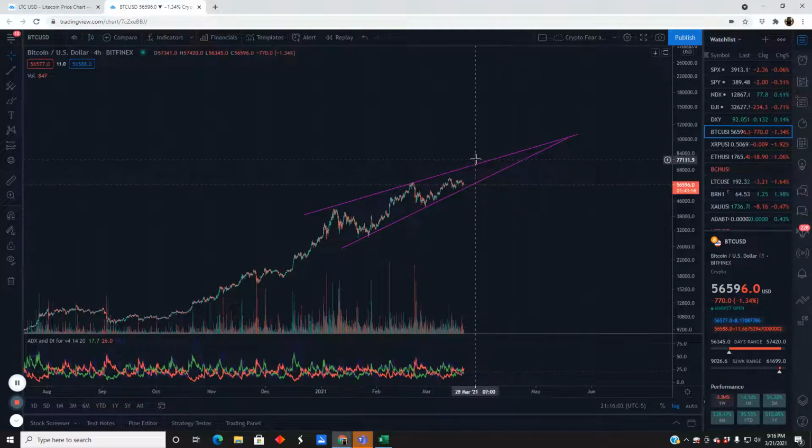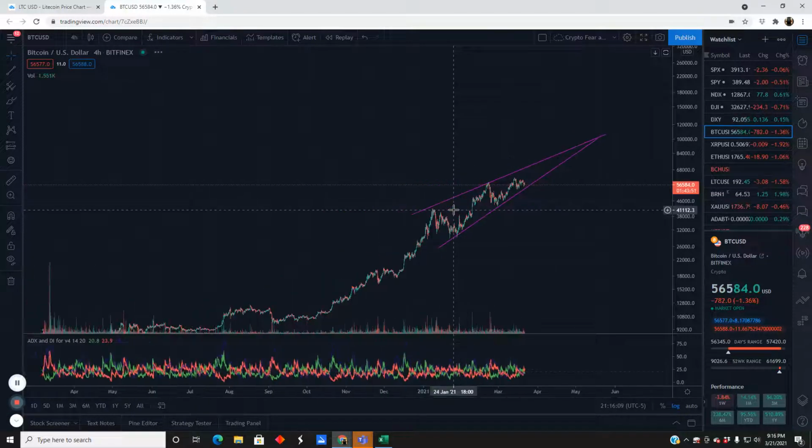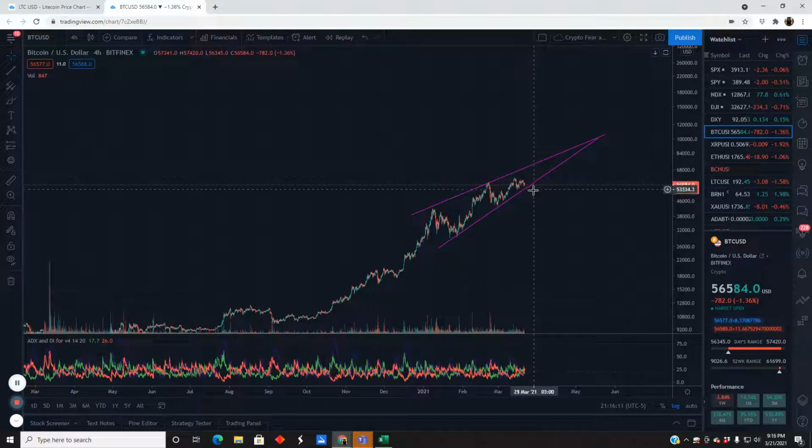If we break up above this, I would assume we go parabolic, and then we have a longer ABC correction. And that would be the end of the wave 3. So the wave 3 could end somewhere in here, or we could go parabolic and then have that wave 3 correction.